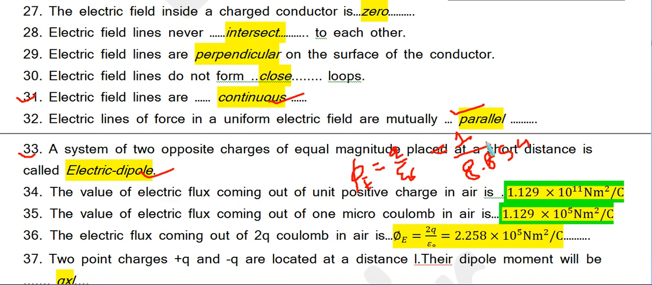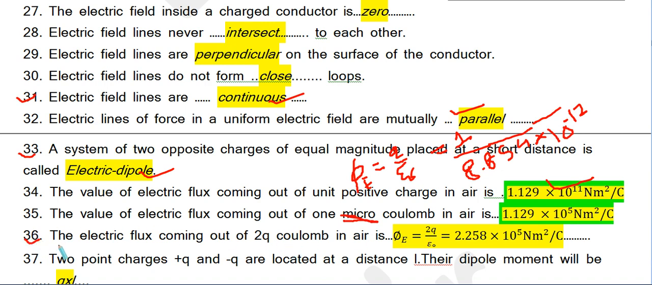The value of Q is 1 for unit charge and epsilon naught is 8.854 × 10^-12. When you solve, you get this value. The value of electric flux coming out of 1 microcoulomb charge: here it is microcoulomb, so this decreases by 6 powers. This is 11 and it decreases to 5 when microcoulomb is placed.